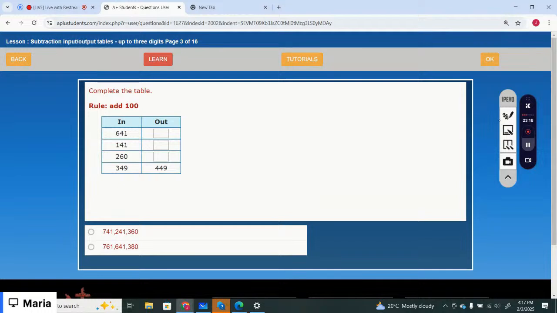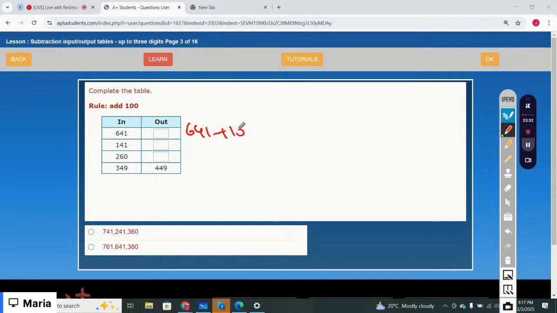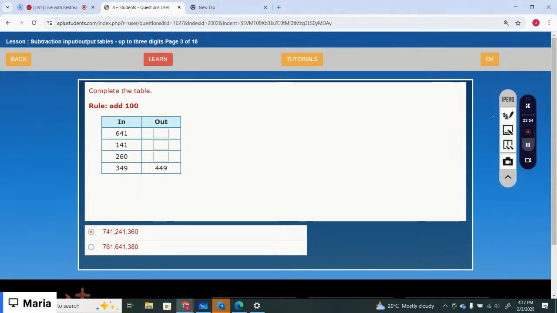That is 741. You have to add 100 to each input value to calculate the output value. So 641 plus 100 is 741. 141 plus 100 is 241. 260 plus 100 is 360. Option number 1 is the correct option, that is 741, 241 and 360.